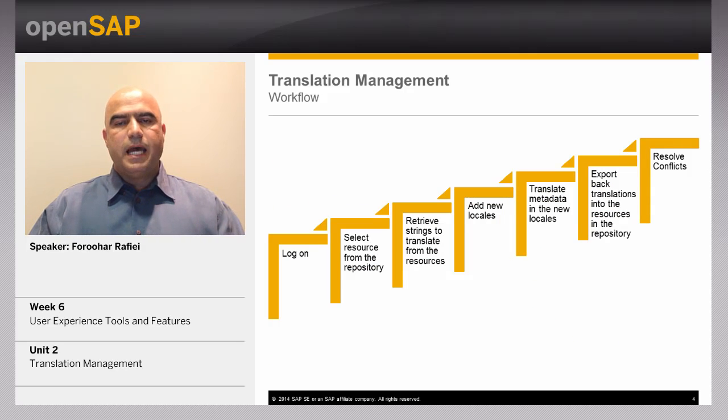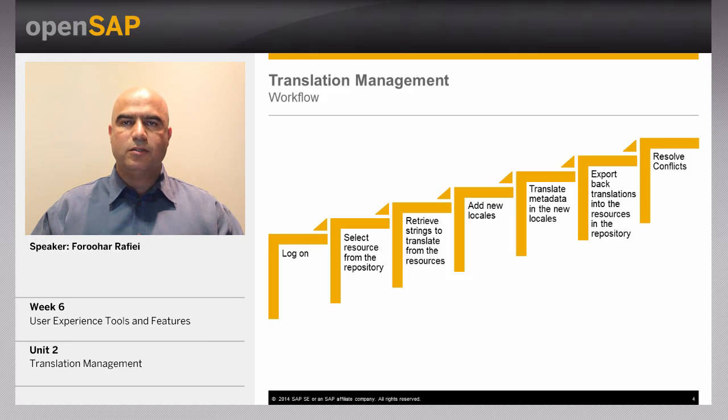These are the steps that you will need to take to translate successfully. You log on to the translation management tool; if you exit, it will ask you to log on again to the repository. You select the resource, you retrieve the strings to translate, you add the new locales, you translate metadata in the new locales, export them back, and resolve the conflicts. I'm going to expand a bit on resolving conflicts.